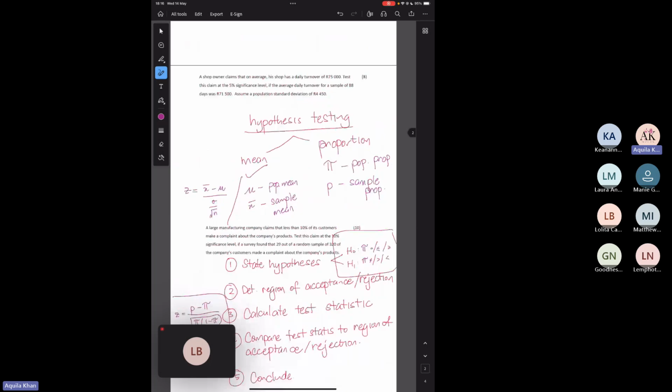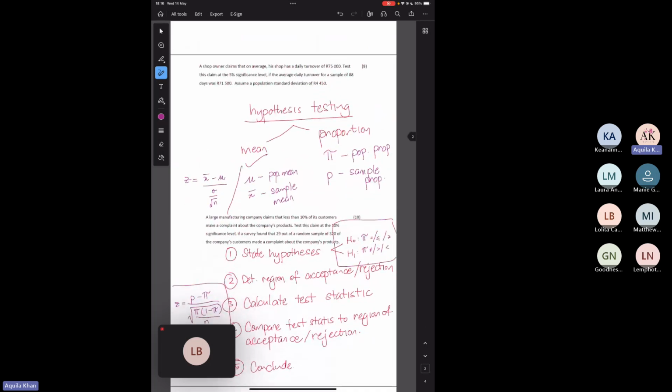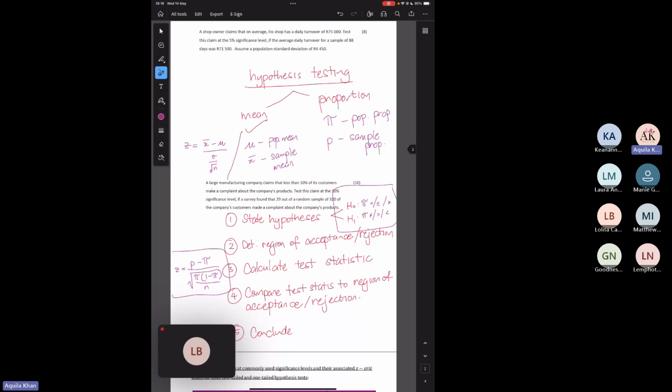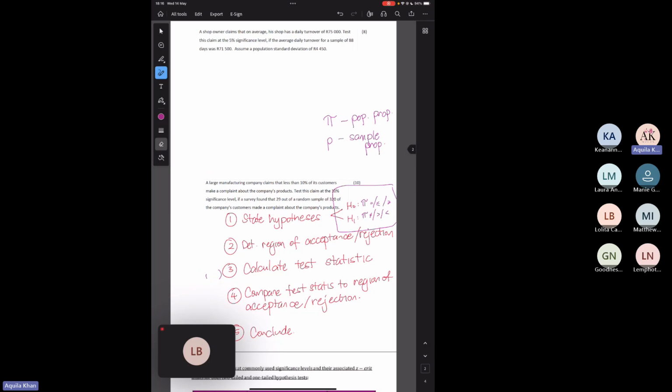So let's now look at these two questions that you see up on the screen. We're going to follow the same 5 steps that we have written out here. I am going to erase it from the screen though, so we can have space to work. But again, we're working with exactly the same 5 steps and just working with a proportion. These are the symbols that you see on the right-hand side here, and then that is the formula for your test statistic.